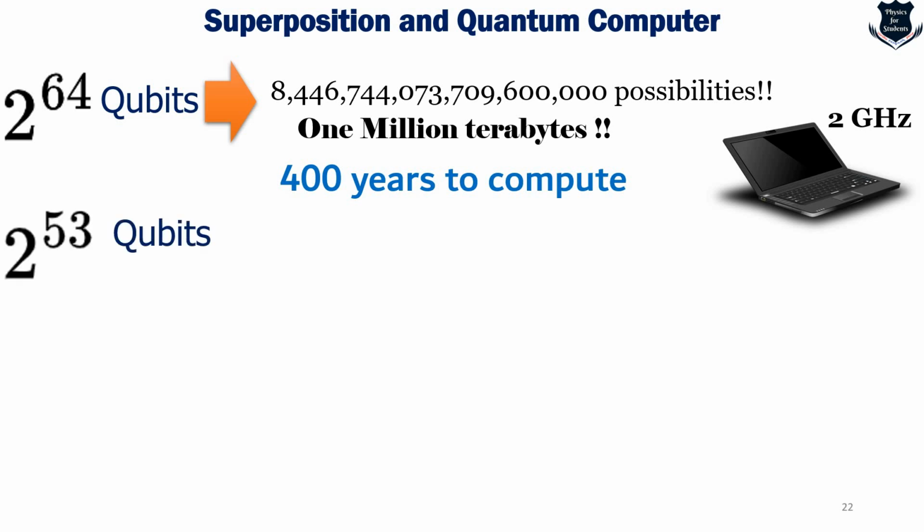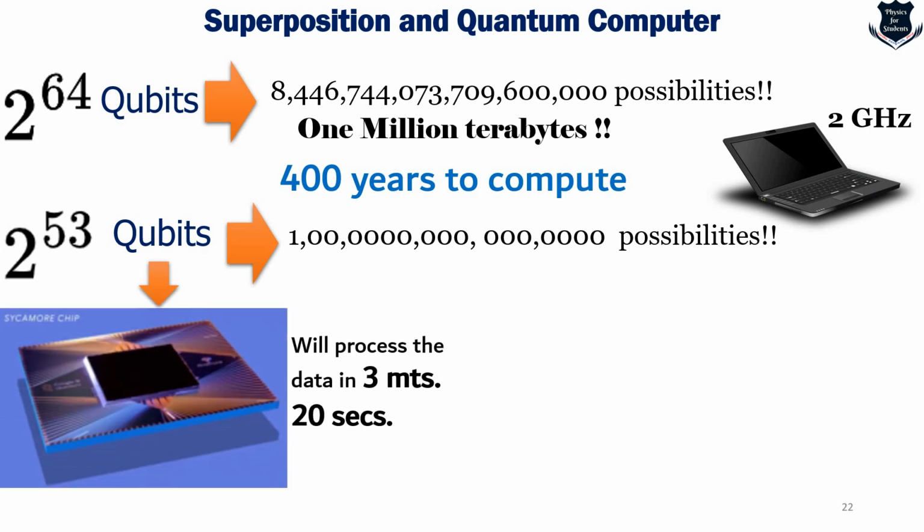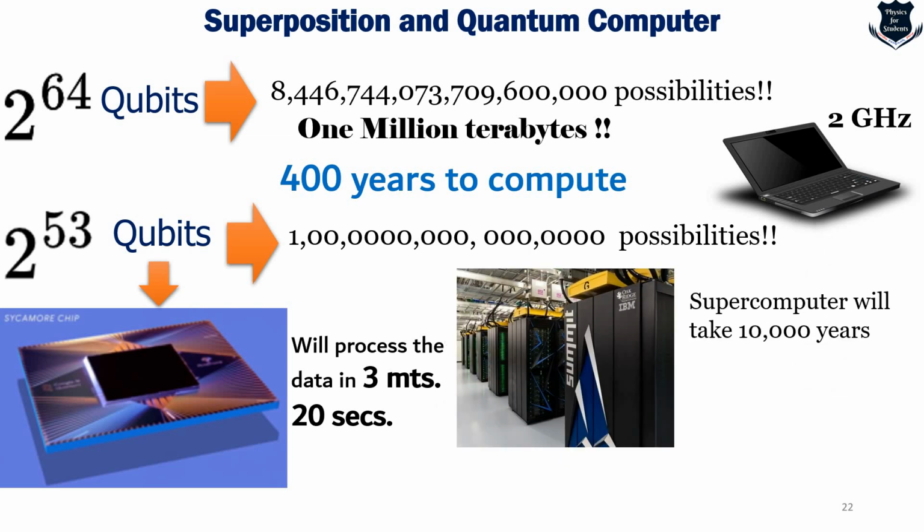So you see, with 2 to the power 53, that we sometimes call, it is 1 followed by, I think, 16 zeros of possibilities. And Google claimed that with the Sycamore chip, they processed the data in 3 minutes 20 seconds, whereas the Summit supercomputer would take 10,000 years. We really don't know, but that was the debate.